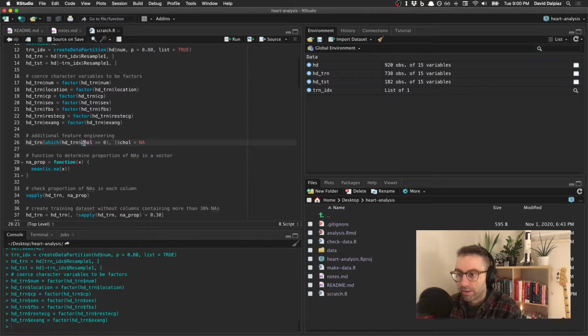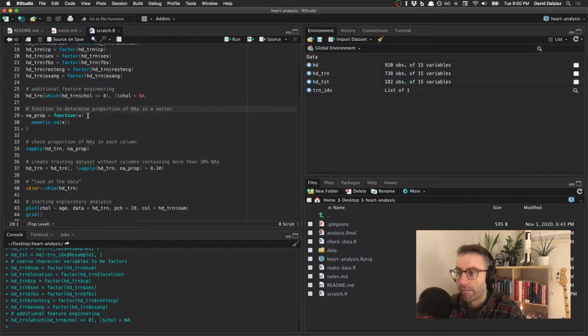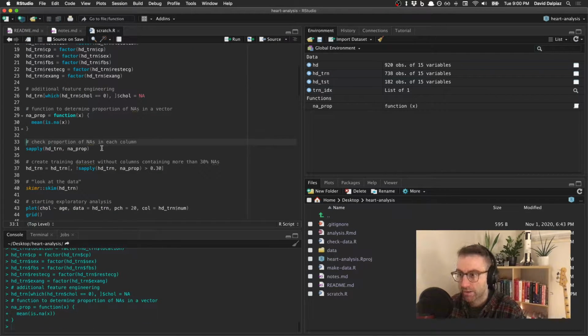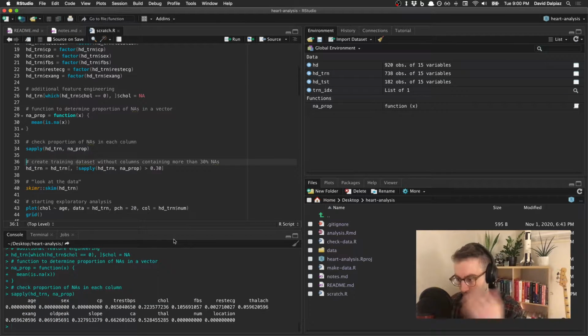We had discovered that there were all these zeros in the cholesterol data, which we realized is not a possible cholesterol value, so we set those to NAs. Then I looked at the proportion of NAs. In the training data, if I remember right, the cholesterol variable, the fasting blood sugar variable, there was another one, and the slope variable. Oh no, those are not even the bad ones. These are the bad ones: slope, ca, and thal.